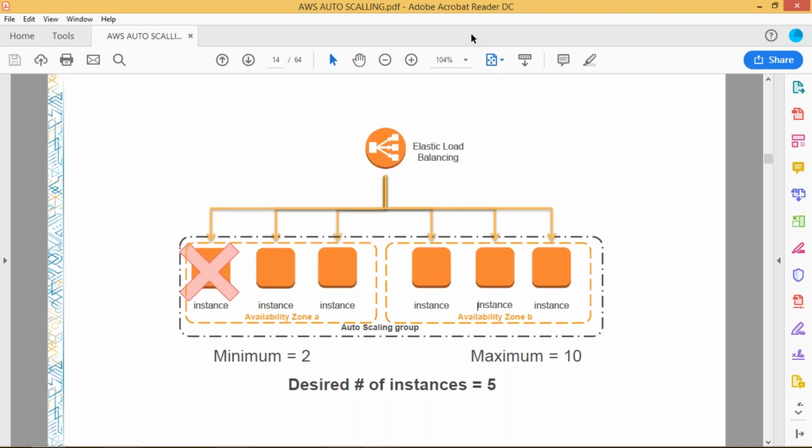So it means that once an instance goes down, then what happens? The two instances are working at the same time in availability zone A, right? And there is no effect at the same time. So the traffic load on a particular instance will be shared by the two instances at the same time.